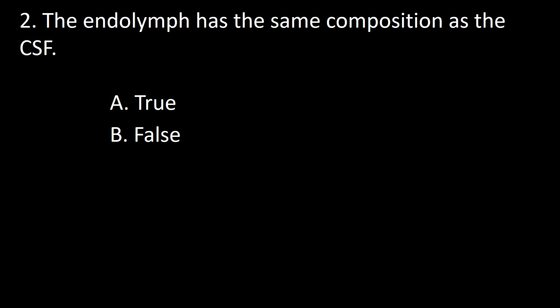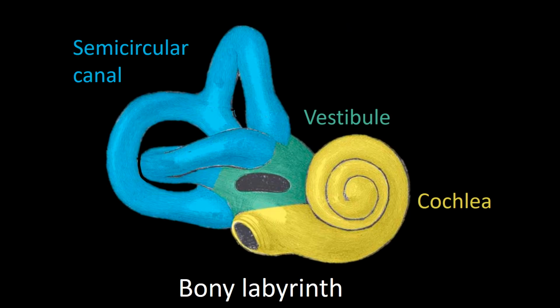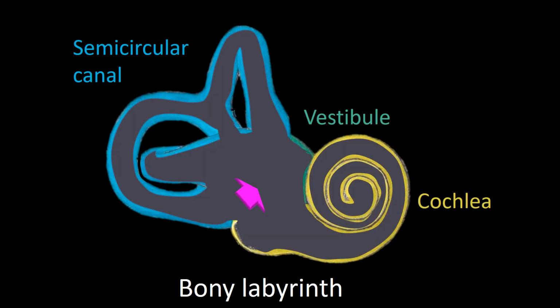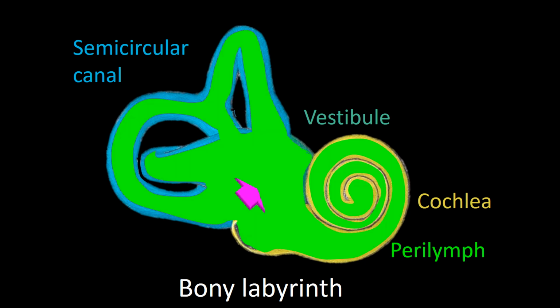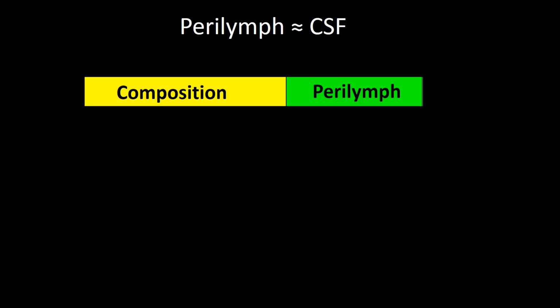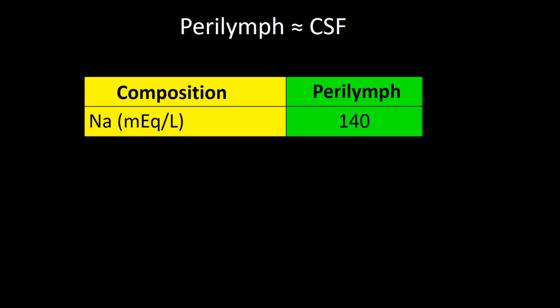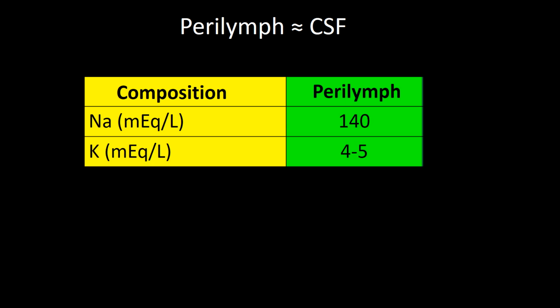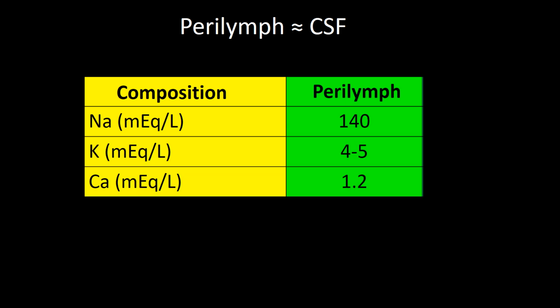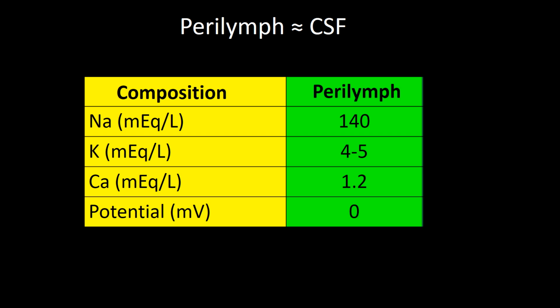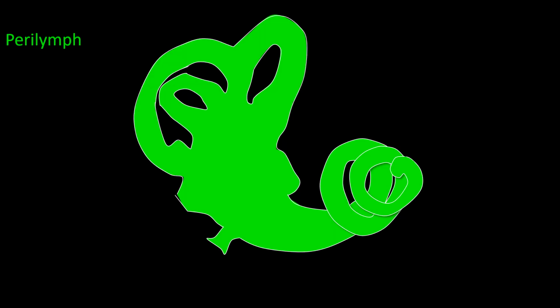Next question. The endolymph has the same composition as the CSF. A true, B false. So we are going back to the bony labyrinth that, as we said, is a hollow space. Its cavity is filled with perilymph. The composition of the perilymph is similar to the cerebrospinal fluid. Sodium is about 140, potassium 4 to 5, calcium 1.2, and it has a designated electrical potential of 0. This figure represents a cast of the perilymph.